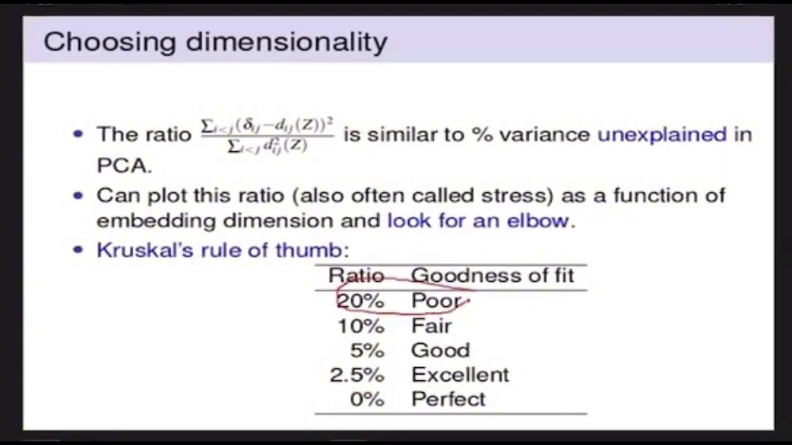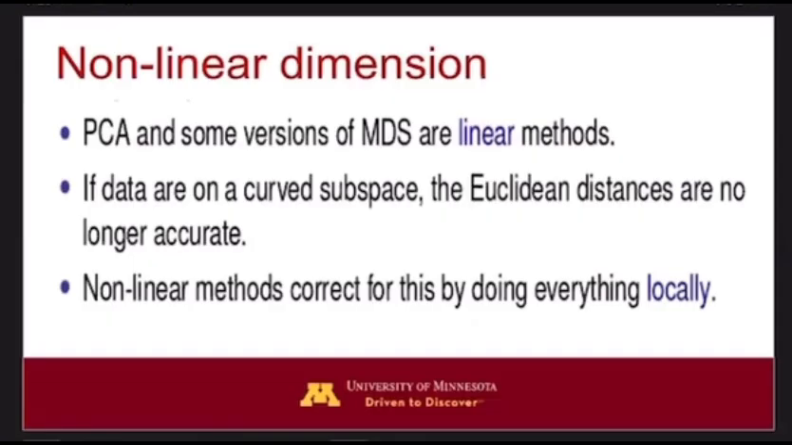20% is poor. You remember in principal component analysis, if you want to choose the number of principal components, they will say at least 80% cumulative. Don't forget, this one is going inverse, because in principal component analysis we're talking about the percentage of variation explained, but here we're talking about the percentage of variation unexplained. Does that make sense? Okay. Now, we're done with MDS.